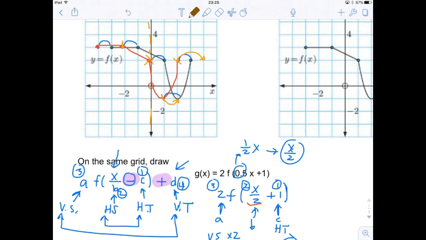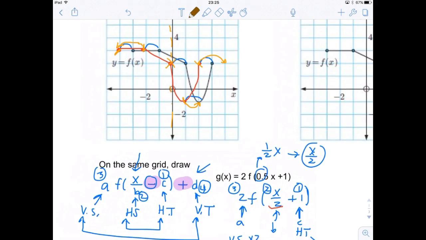This point here is 2 units away from the y-axis. We want to double it, so it's going to be 4 units away from the y-axis. And finally, this point here is 4 units away from the y-axis, so we're going to move it 8 units away from the y-axis, which is like totally off the screen.